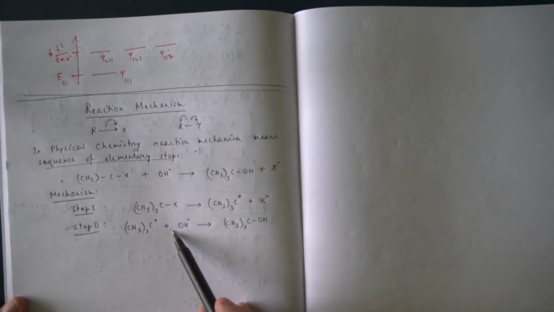Elementary reactions. Elementary reaction sequence. First this, second this, like this. So this is what we mean by reaction mechanism in physical chemistry.